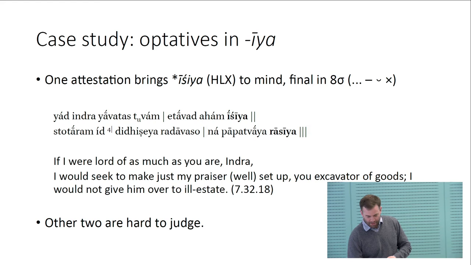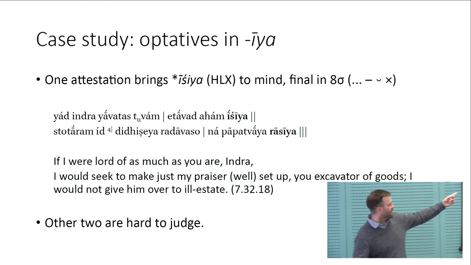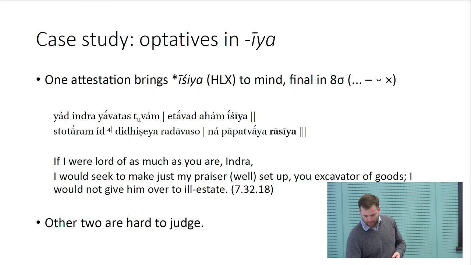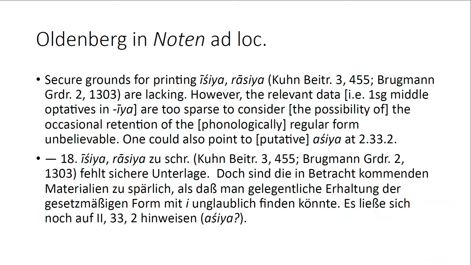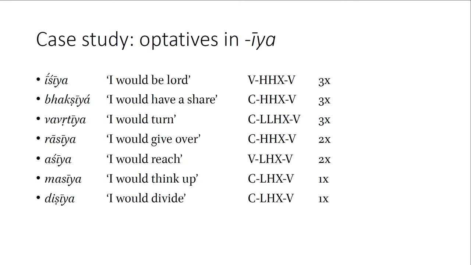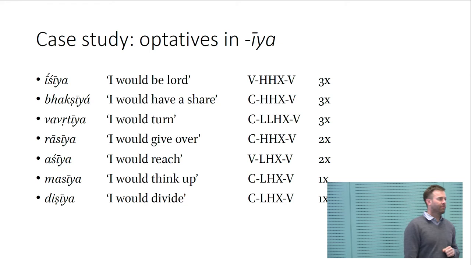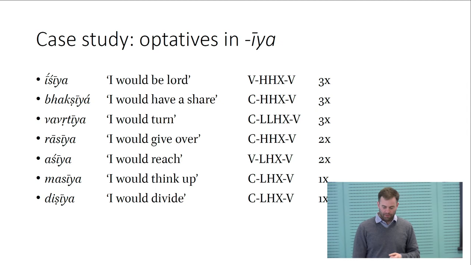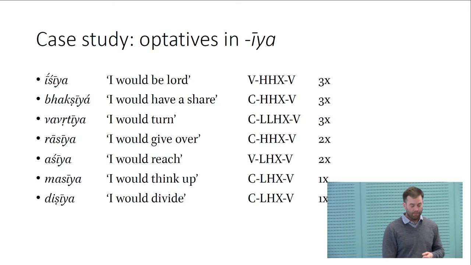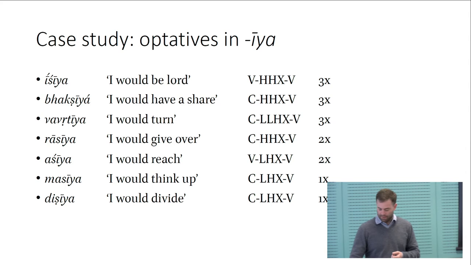All right, so here I'm just reminding you of ishiya, and notice also rasiya is another optative like this, where you would expect rasiya, I would give over. And so this will be our very brief case study. We'll just look at all of the optative forms of the first person that end in e, these first person singular medial forms. And you can see there are just 15 of them. So 15 tokens and 1, 2, 3, 4, 5, 6, 7 types. So this is not a well-attested class.